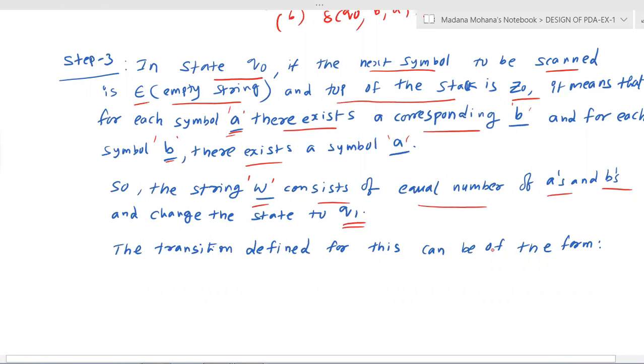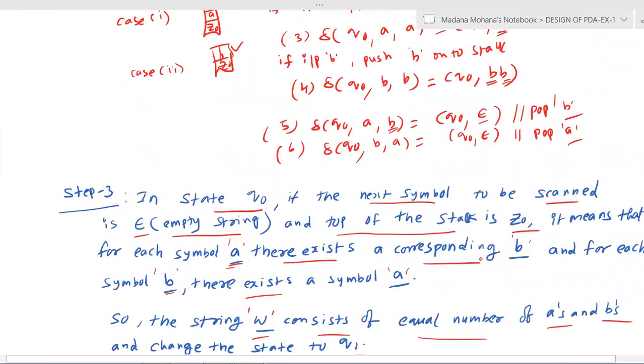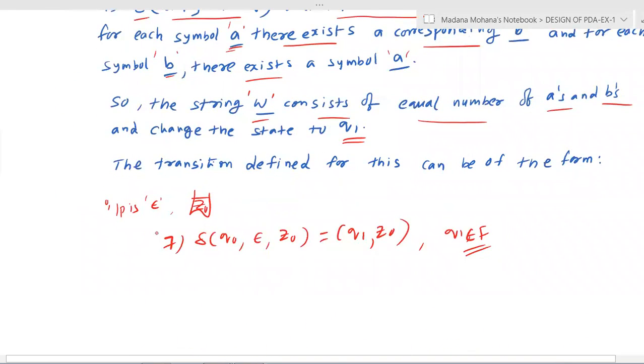Now the transition defined for this can be of the form. So here what is the case? Here the stack is empty. That means it contains only initial symbol Z0, and input is epsilon. That means empty. Then stack contains Z0. Then the corresponding transition is, now we are at Q0 state only. Input is empty, that is epsilon. Stack contains initial symbol, that is Z0. Now we have to change the state to Q1. Now the stack remains empty only. So here we can say Q1 belongs to F, which is a final state. Now this is seventh transition. So now this is the final. So this is acceptance case.